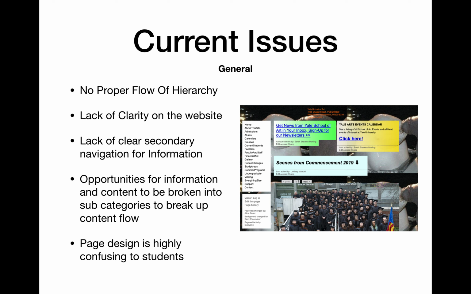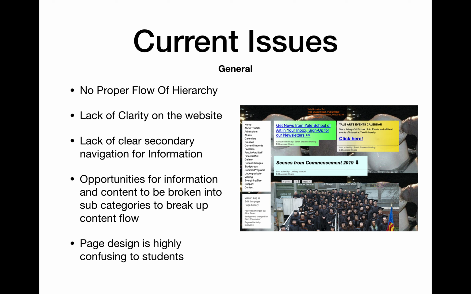At first, when I saw it, I was pretty shocked because Yale is a really greatly esteemed school, and I thought this page was a joke, but it actually is a real page that belongs to their School of Art. So there's no proper flow of hierarchy, and a lack of clarity on the website.